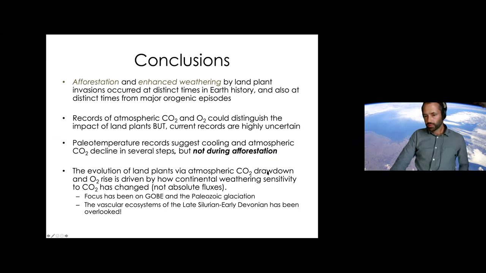Ultimately, what's driving atmospheric CO2 drawdown has to do with how continental weathering is sensitive to CO2 and not the absolute fluxes. We have put a lot of focus on GOBE, which I think it deserves for other reasons. And there have also been models that look very much at the ice age that occurred in the Carboniferous or late Devonian-Carboniferous time. But maybe we should also think harder about what the effect would be in the late Silurian and early Devonian, when we see this mud retention on land and when we see the vascular plants start to dominate on land.